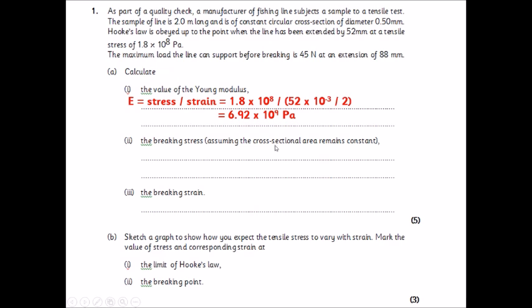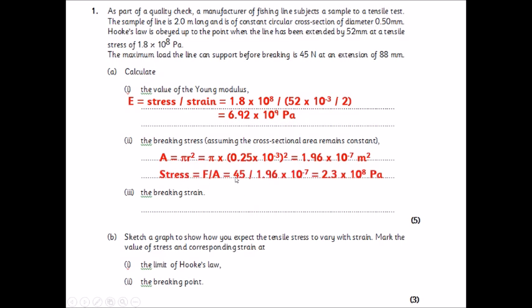The breaking stress, assuming that the line doesn't get thinner as the force is applied to it, is, well, here's our extension, and we can work out the cross-sectional area. So do that first, like I said before. This is pi r squared, don't get caught out by the diameter. And then we do the stress, force over area, so 45 divided by the area gives us 2.3 times 10 to the 8 pascals.